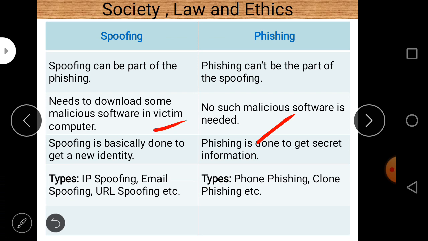And second, the most important point regarding spoofing is that spoofing can be part of phishing, but phishing cannot be part of spoofing. Now, the last point regarding phishing and spoofing: types of phishing are phone phishing and clone phishing, and types of spoofing are IP spoofing, email spoofing, and URL spoofing. These are the types of spoofing.